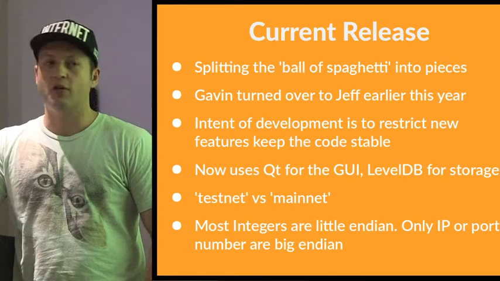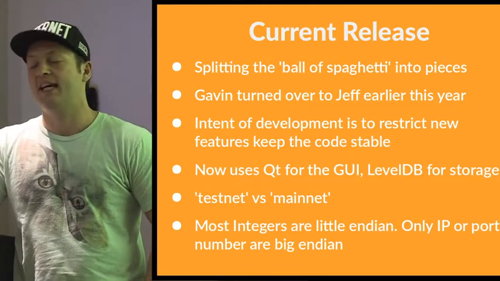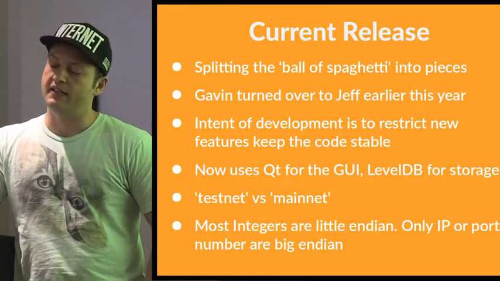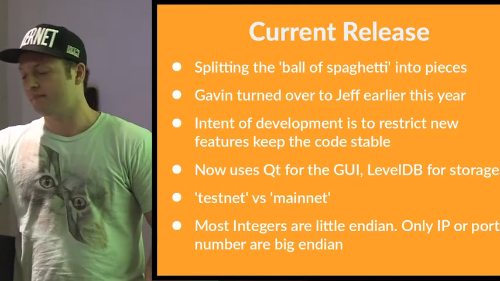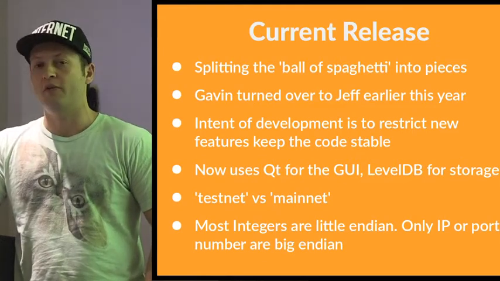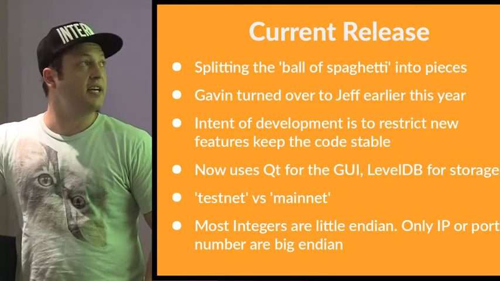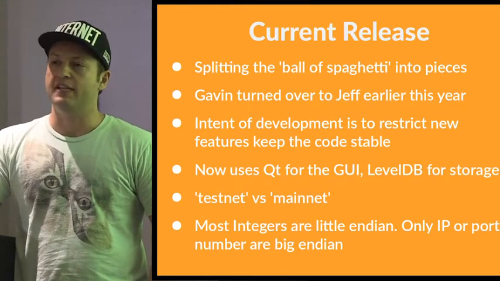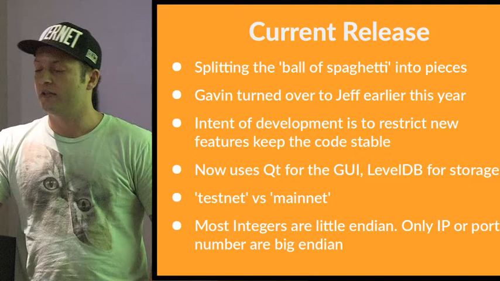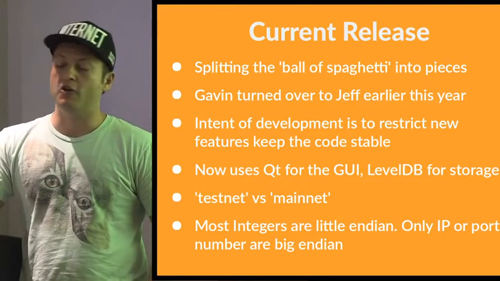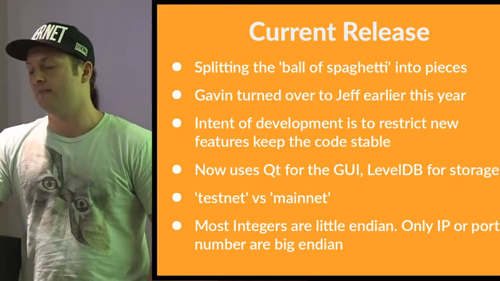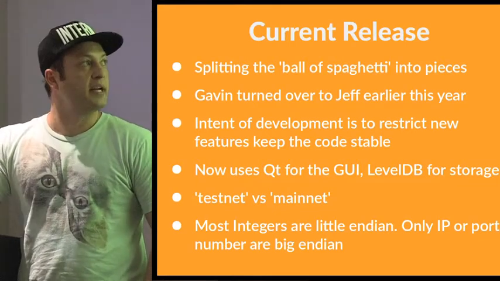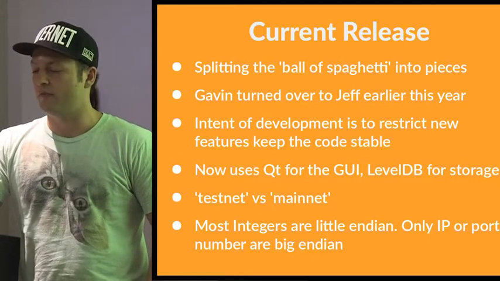Gavin has since turned over lead project maintainership to Jeff. Gavin is now a spokesperson more so than he is a programmer for the Bitcoin Foundation, though he still does submit patches. The intent of development now is to restrict new features to keep the code stable. I think most in the community appreciate that. New features and the like are going to be the domain of altcoins, as far as Gavin is concerned. They've also switched the code base over to Qt for the GUI and LevelDB for storage. That caused a lot of problems for OS X users. But it's since been worked out in the 0.9 release, so I think that was a wise decision.